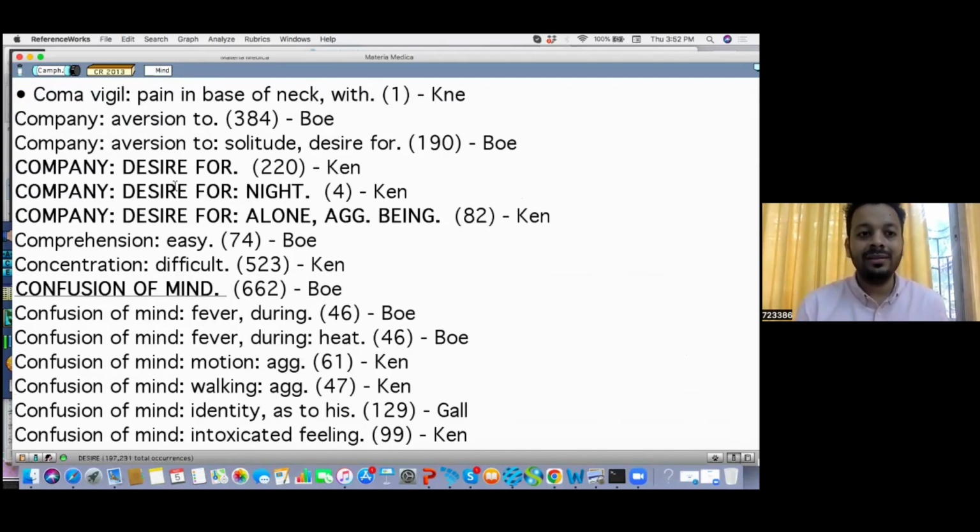Here you can also understand the desire for company at night. Night is when everything is dark, and that's when they want someone. So it's very typical of camphor.